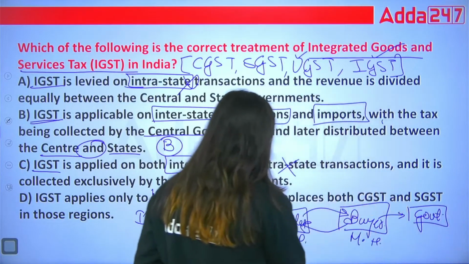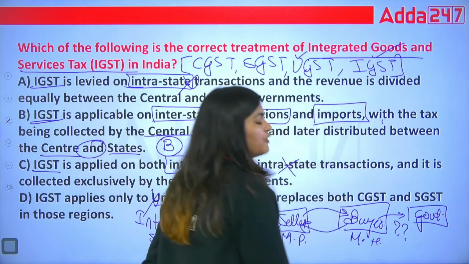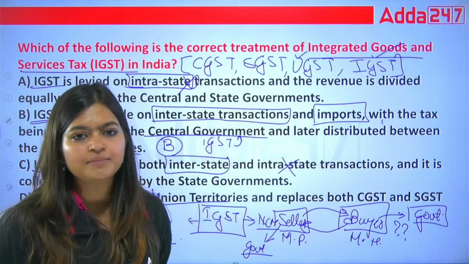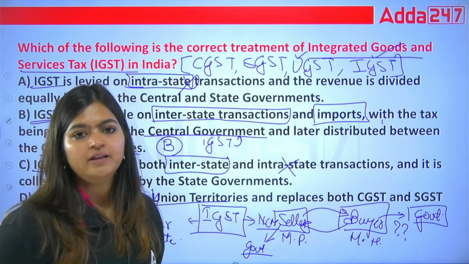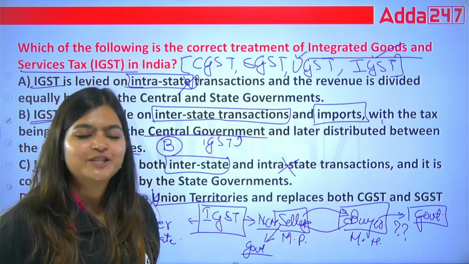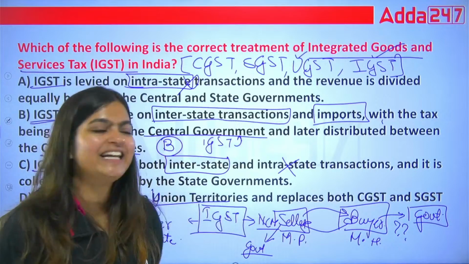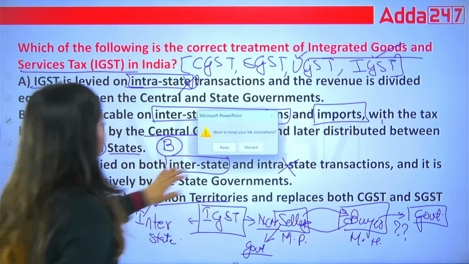So if this is your normal charge mechanism, can you tell me what we call this type of mechanism in which your buyer is paying the GST amount to the government? If you know it, do let me know in the comment section. Chaliye, so for today, let's wind up this session.